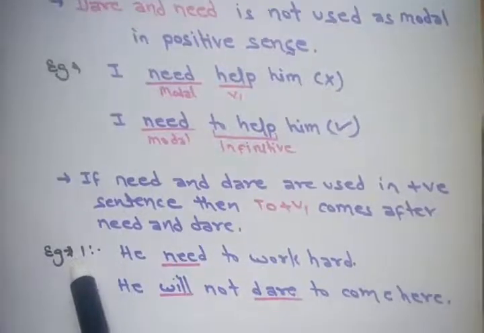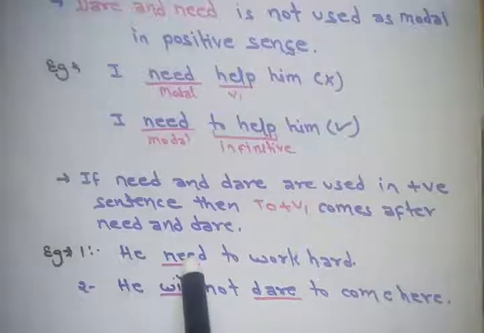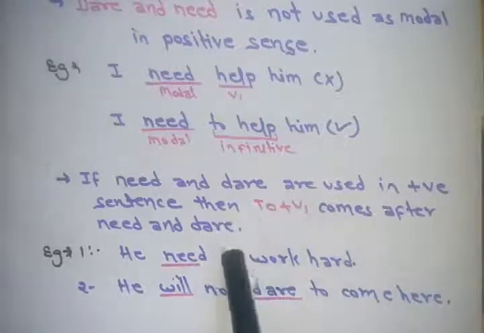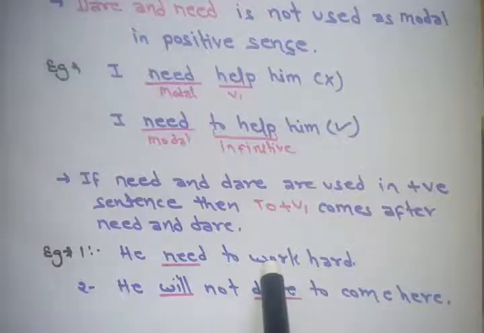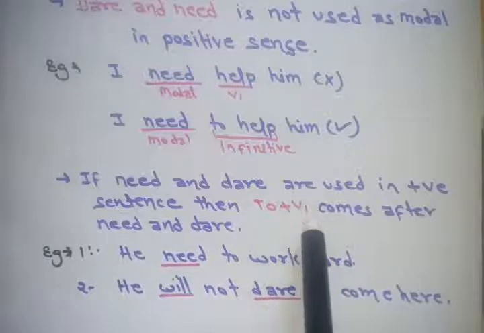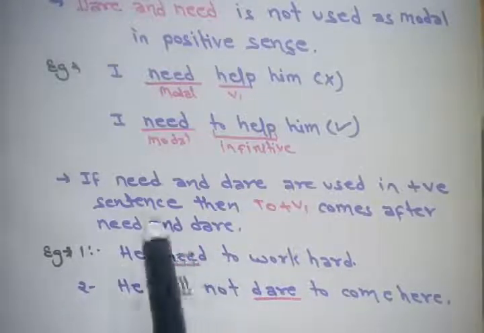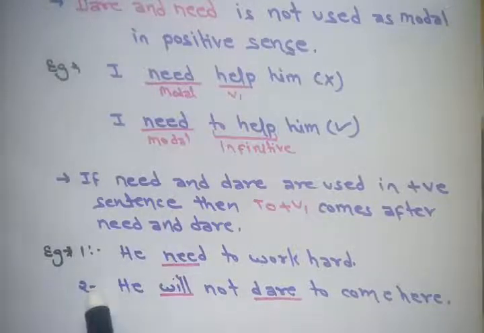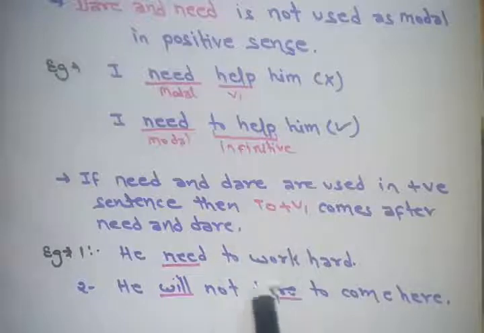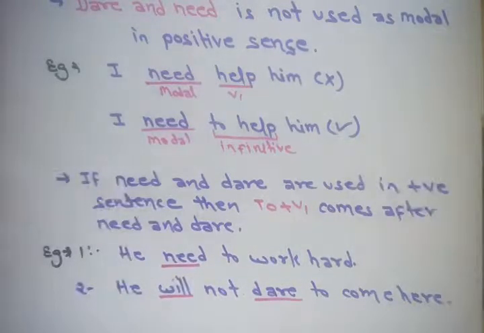So for example, he needs to work hard. So here to plus work, to plus verb first form. So here need works as a main verb. And he will not dare to come here. So dare is a modal here. So this is the end of modals.